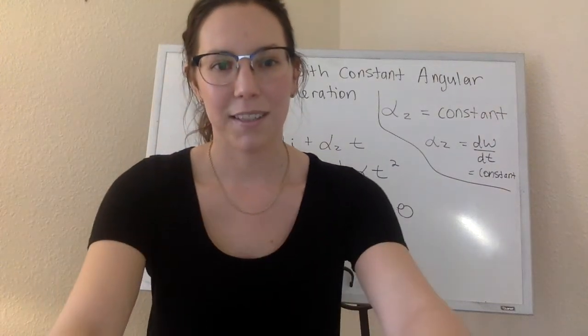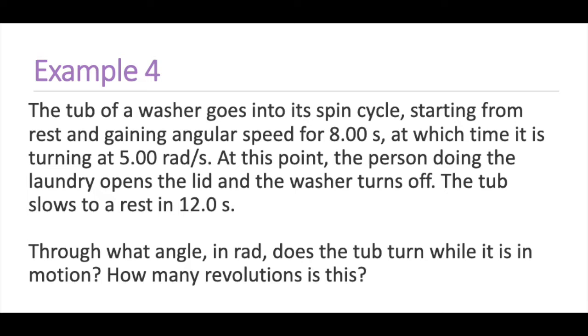All right, let's try the first example. The tub of a washer goes into its spin cycle, starting from rest and gaining angular speed for 8 seconds, at which time it is turning at 5 radians per second. At this point, the person doing the laundry opens the lid and the washer turns off. The tub slows to a rest in 12 seconds. Through what angle in radians does the tub turn while it's in motion? How many revolutions is this?